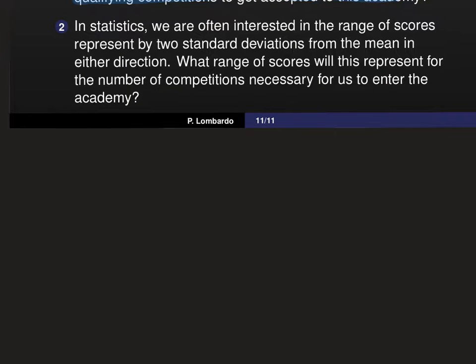To finish this problem, we just want to look at the range of scores represented by 2 standard deviations from the mean in either direction. Remember that the mean and the expected value are essentially the same. So we want to know the expected value of x. And then your standard deviation is just the square root of your variance, so we're going to look at the square root of the variance of x. We'll compute each one of these using our formulas.